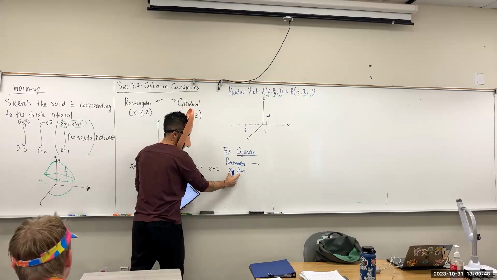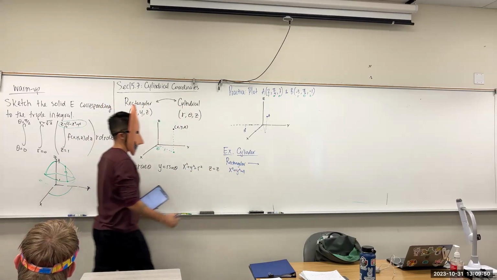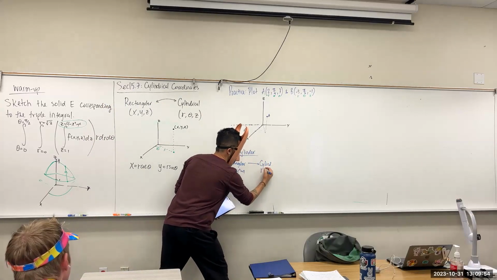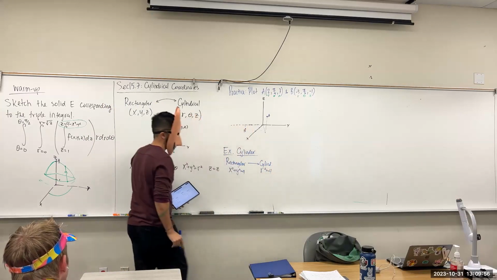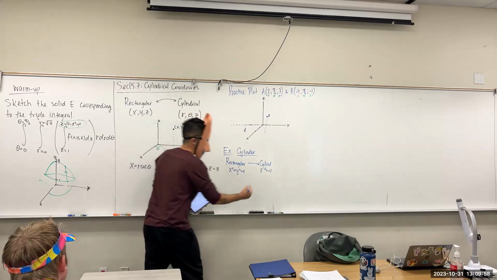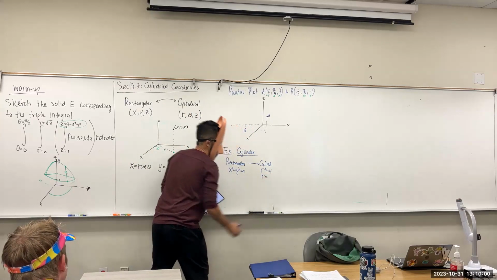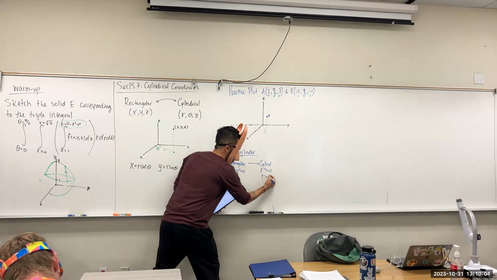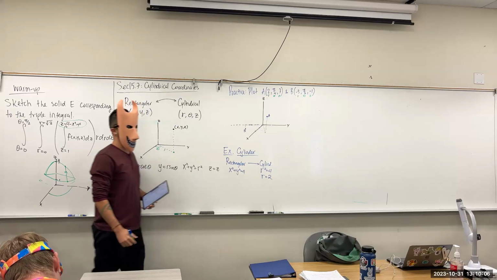So what do we do with the left-hand side? R squared. This becomes r squared. So we get r squared is equal to 4. And just like you guys did with polar, square root both sides. You get plus or minus 2. But in polar, like I said, we usually just use the positive one.